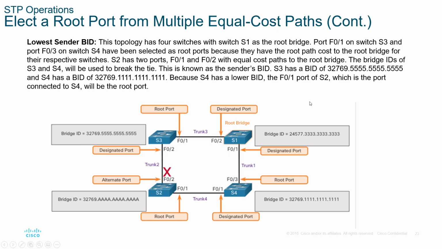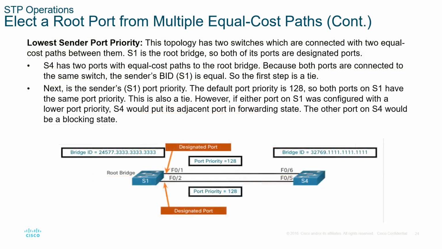Now, once we determine who's going to be the root port, we can then basically determine the rest. Another way of electing the root port from multiple equal cost paths is with the lowest sender port priority. The topology shown below has 2 switches which are connected with 2 equal cost paths between them.